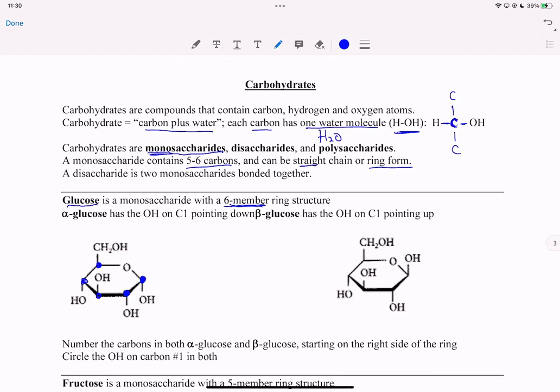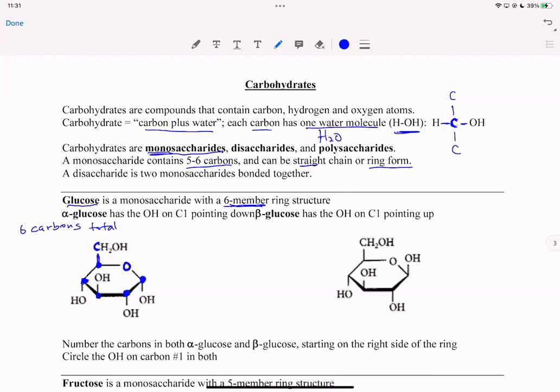So in this hexagon shape, there are 5 carbons plus 1 oxygen. That oxygen is the 6th member of that ring. So that's why it's called a 6-member ring. It's not all carbons, it's not all oxygens, but there are 6 total atoms in there. This is 6 carbons total because there's a carbon above it in this CH2OH group. So there are 6 carbons total, but the ring itself in glucose has 5 carbons plus 1 oxygen.